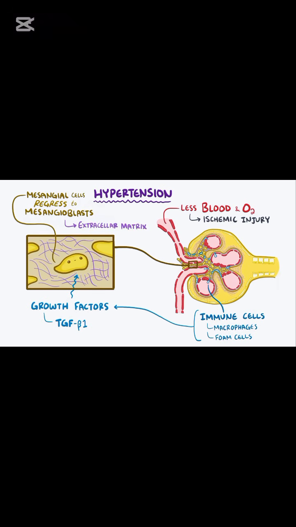This excessive extracellular matrix leads to glomerulosclerosis, which is hardening and scarring, which diminishes the nephron's ability to filter the blood. And over time, this leads to chronic kidney disease.